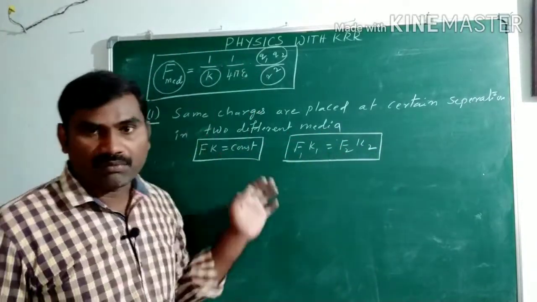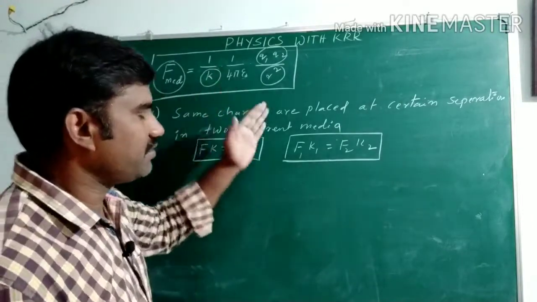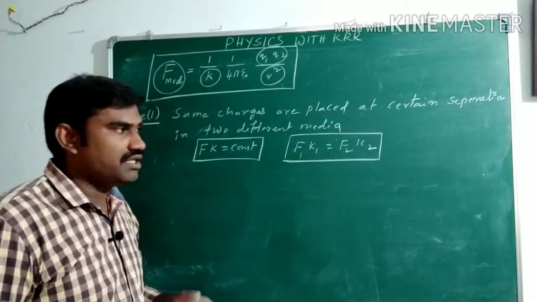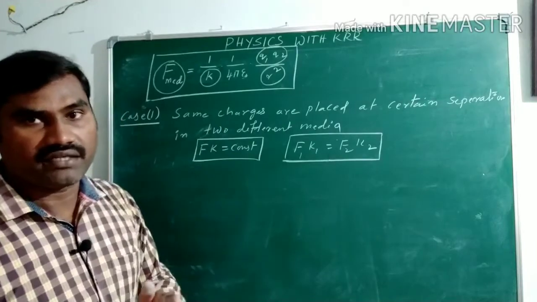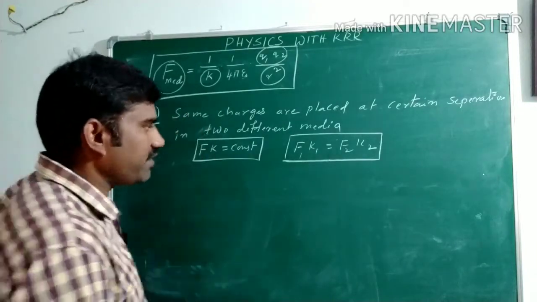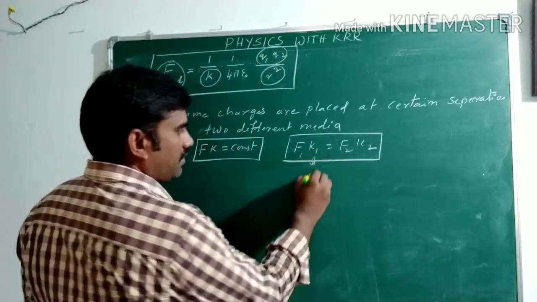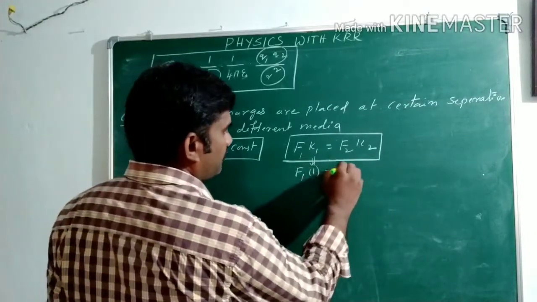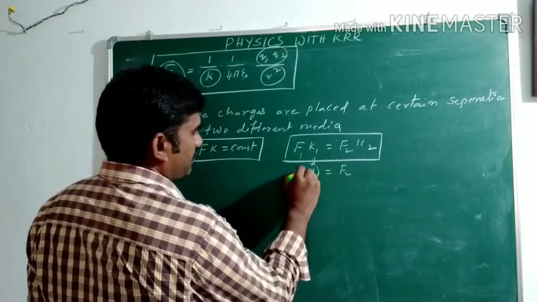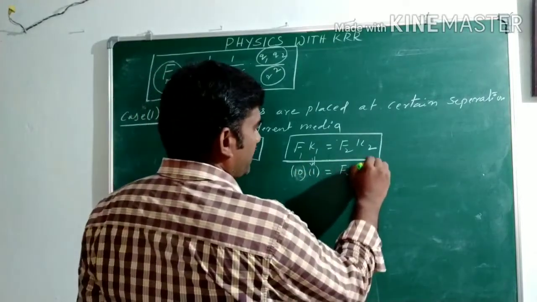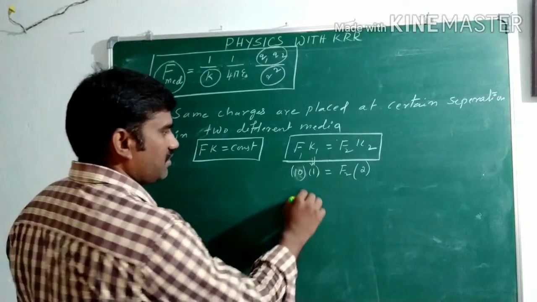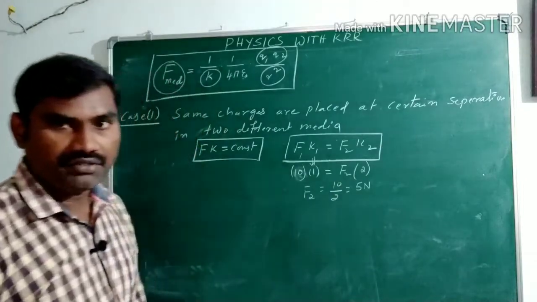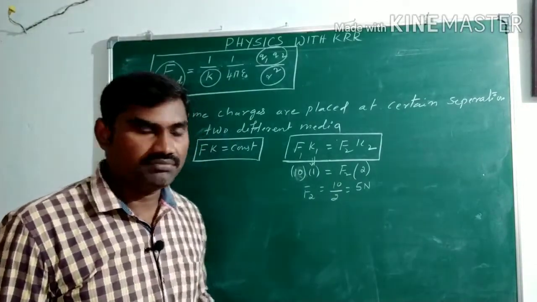So like that, some amount of charges, 2 charges they will give. So they are placed at a particular separation. Now these 2 are placed in different media. So first in air or vacuum, or next one is kerosene oil of dielectric constant 2, like that they will give. So for air or vacuum, K is 1. So F1 they will give, and F2 value we have to find. For example, F1 is 10 Newton. Now it is placed in a medium of dielectric constant 2. Then what is F2? F2 is equal to 10 by 2, this is 5 Newton. So like that they will ask the question based on this relation.